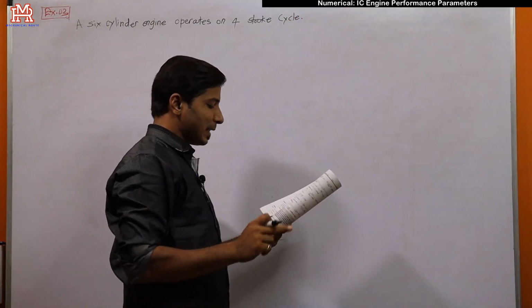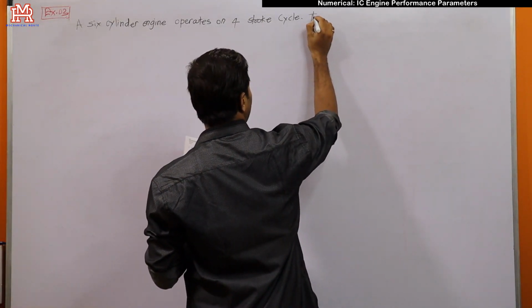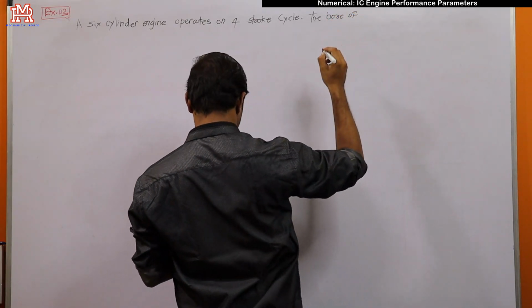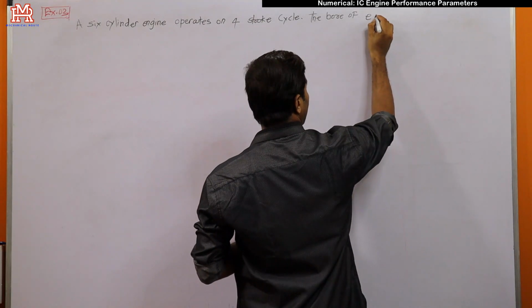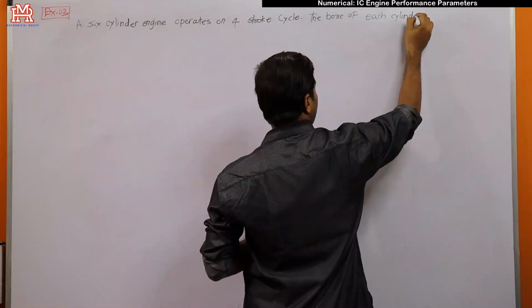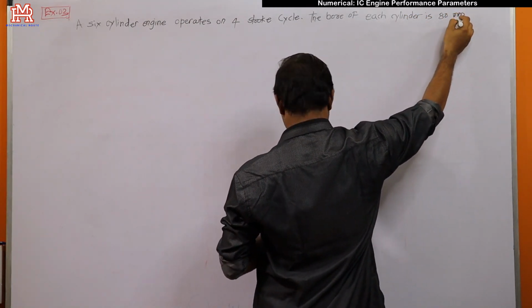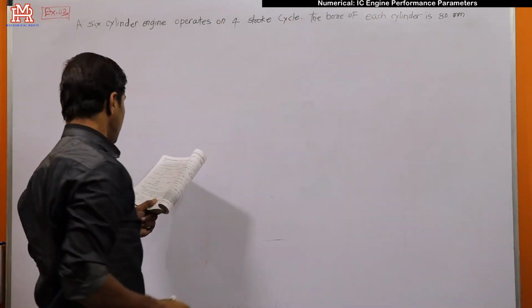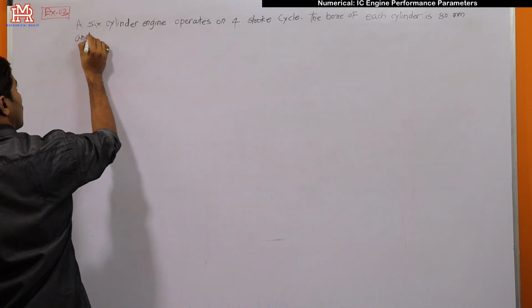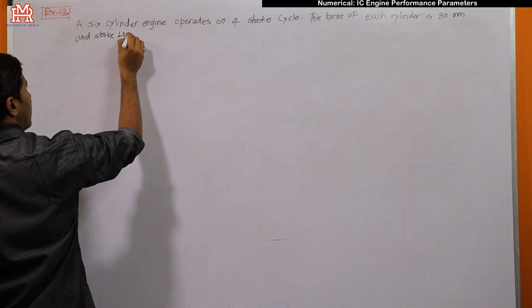The bore of each cylinder is 80 mm and stroke 100 mm.